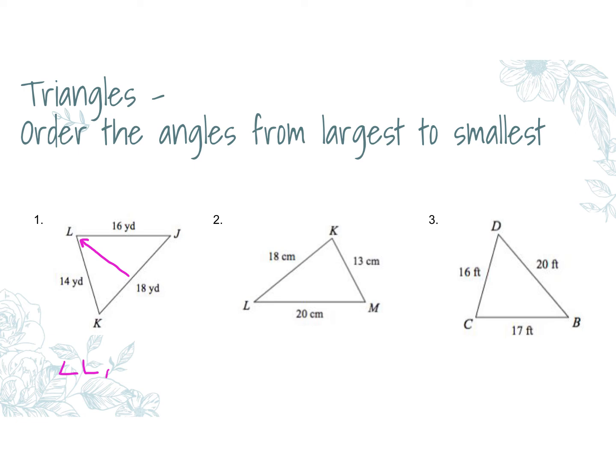Next, I would want to find my middle side. Side LJ is 16 yards. I will draw an arrow across from that side to its opposite angle. Angle K is my middle angle. Next, I will draw an arrow across from my shortest side, LK, 14 yards, to its opposite angle, angle J. Angle J is our smallest angle.